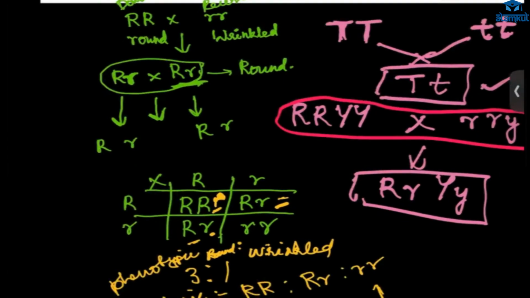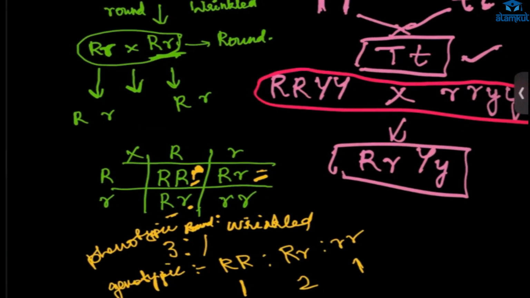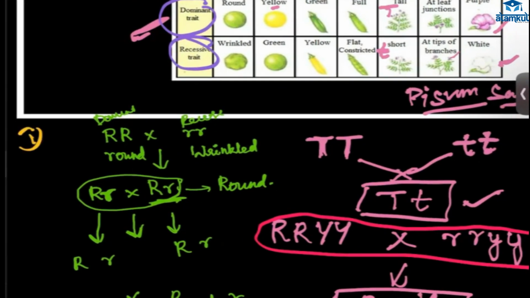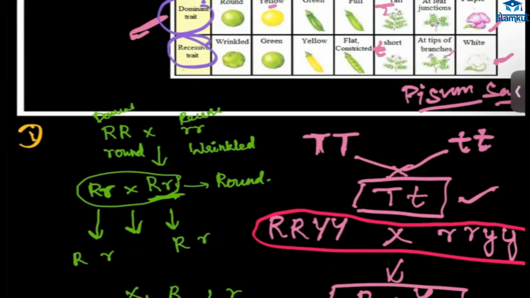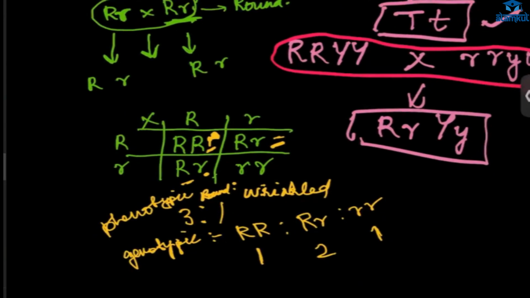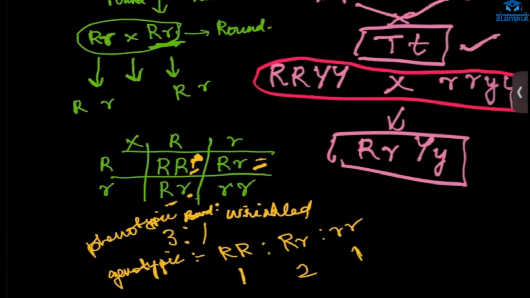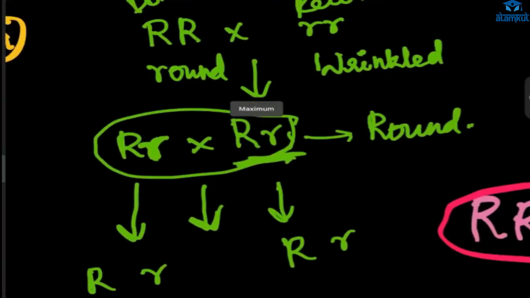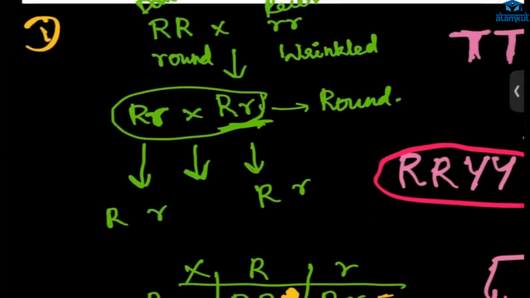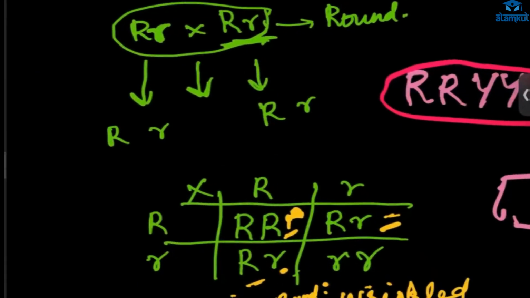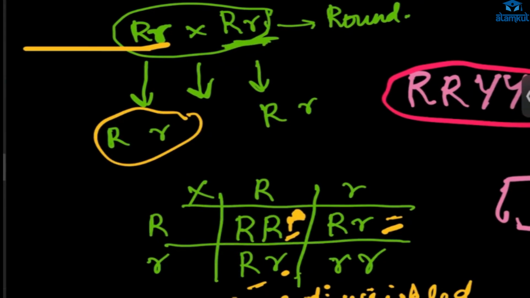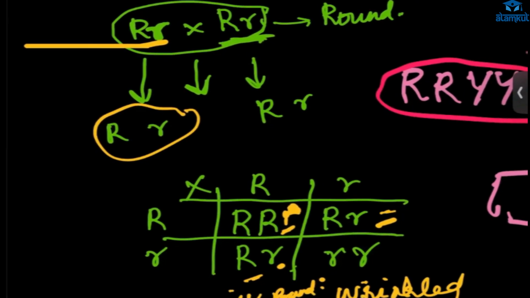This was our monohybrid cross. This was Mendel's first experiment. From here only he got the law of dominance, and the law of separation also he got here. Because in the second one, this capital R and small r had separated. Each gamete is getting only one allele.